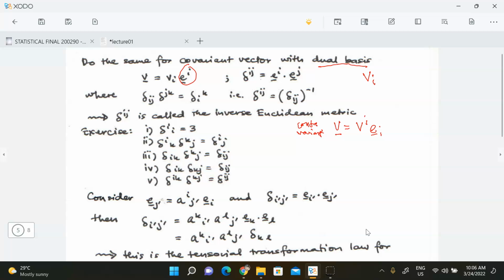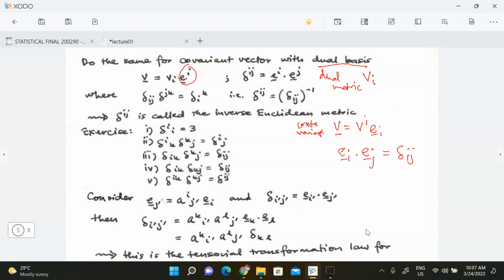Okay. So back to this. Here you have the same thing as we had before. Previously we had e^i dot e^j equals delta ij. We have the same thing over here. e^i of the dual basis dot e^j will give you another two-index object with the indices on top. This is sometimes called the dual metric, or over here I call it the inverse Euclidean metric.